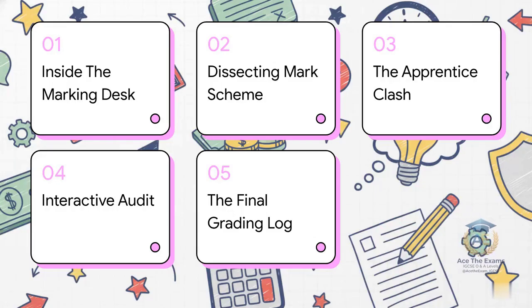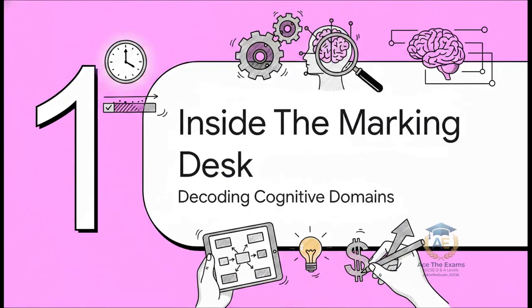Here's our marking checklist for today's session. We'll start inside the marking desk, then dissect the mark scheme, move on to a live peer clash between two student archetypes, do an interactive marking audit where you take the pen, and wrap up with the final grading log. Let's jump in. Section 1. Inside the marking desk, decoding cognitive domains.